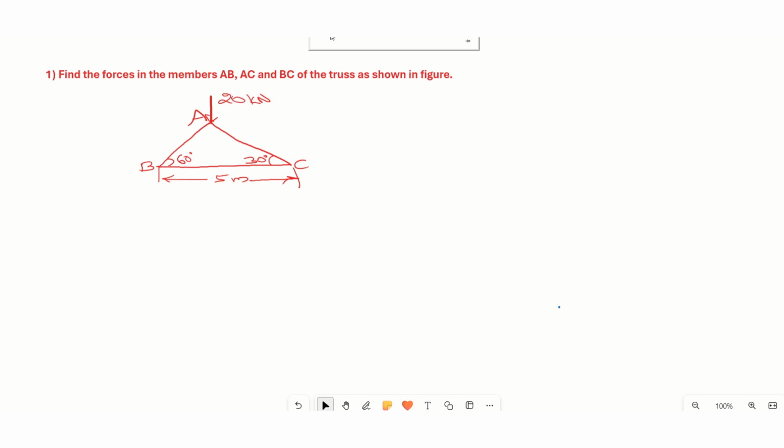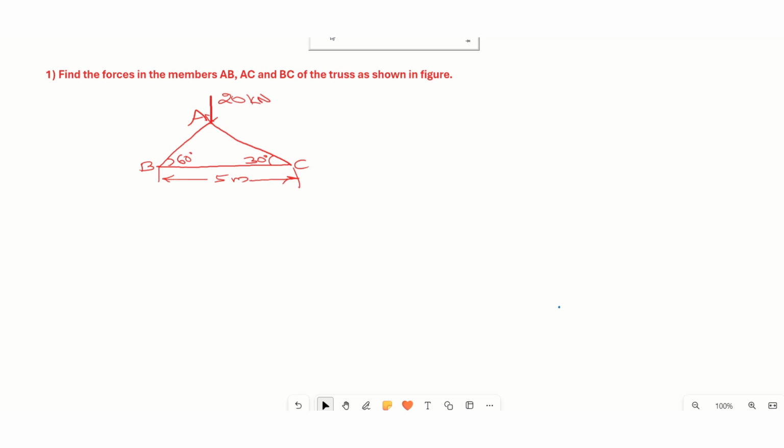In this session, we'll see numericals on method of joints. In this, we have to analyze the trusses by using the method of joints. First, we'll see this simple truss.